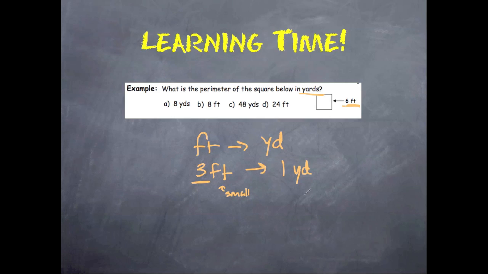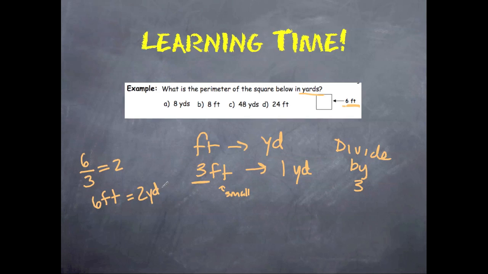And when you go from small to big, you divide. So we have to divide. And we have to divide by the conversion factor, which is 3. So we divide by 3. So that means we have to change 6 feet to yards. So 6 divided by 3 is equal to 2. So that means 6 feet is equal to 2 yards.